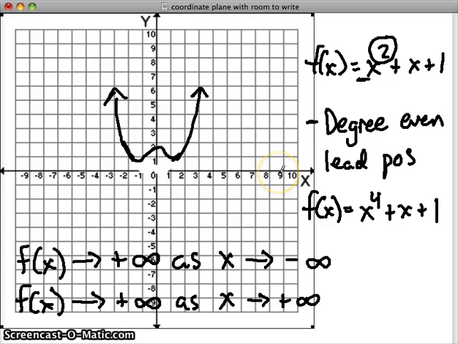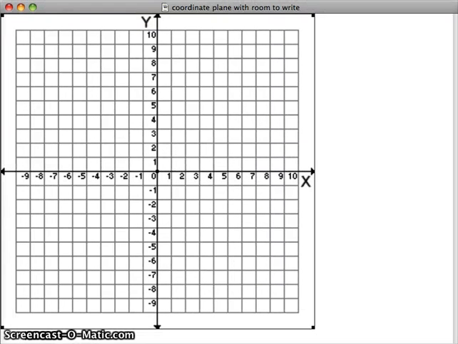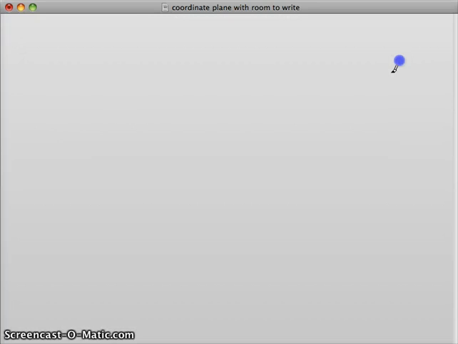So hopefully you're starting to get the little patterns. And once you catch on, it makes it really easy. So that would be even degrees, and if my leading coefficient was positive. Let's change it up one more time. We'll make the leading coefficient negative this time. So let's say I have negative 2x squared plus x plus 1.